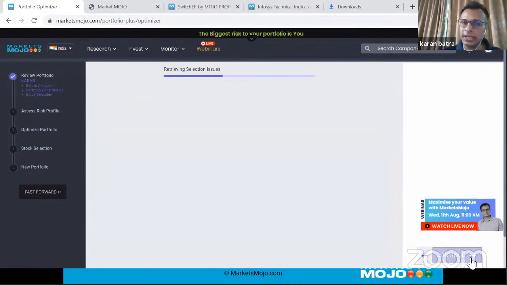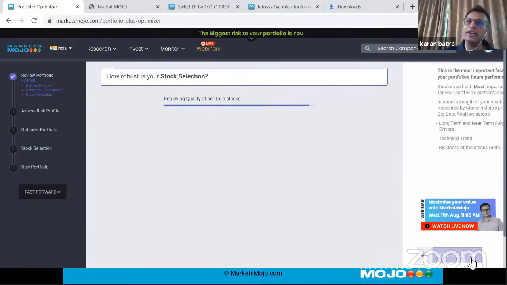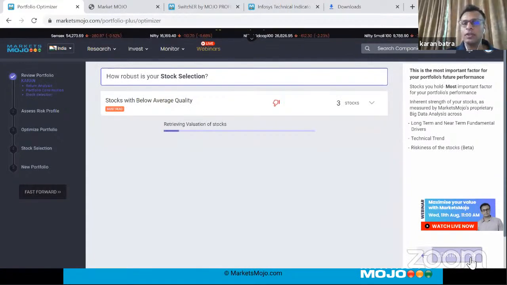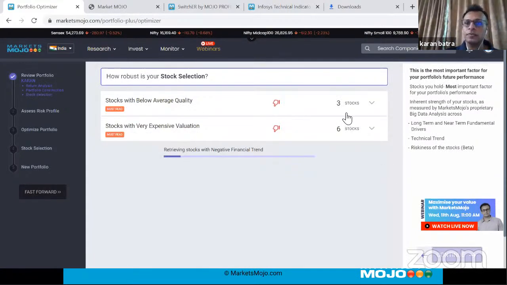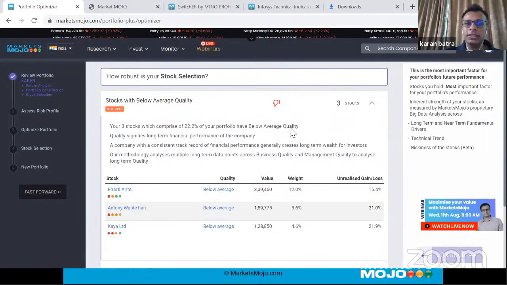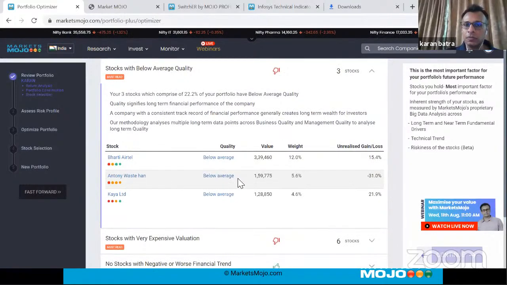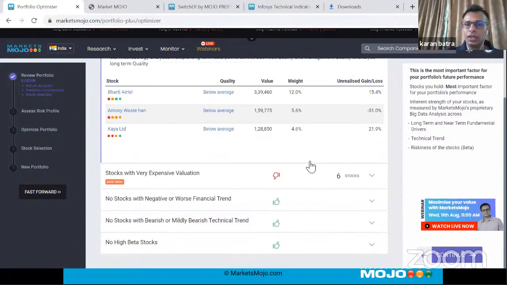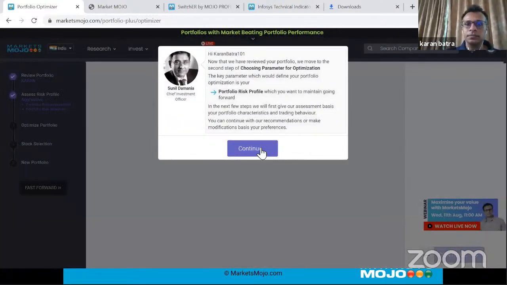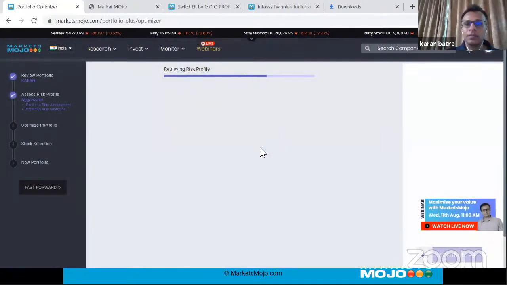Next, the stock selection, again, the most important factor. Have I invested in the right stocks or not? So I have a few stocks that are below average quality. Let's say I have Antony Waste, below average quality. I've already lost 31% of my money in this stock. I can see more details here. Let me continue.